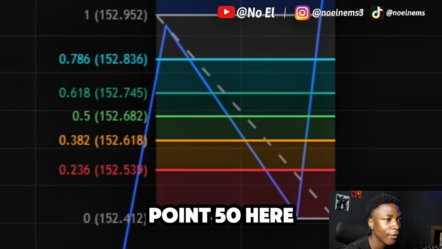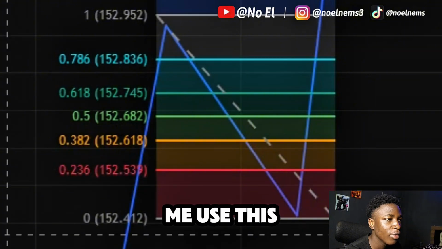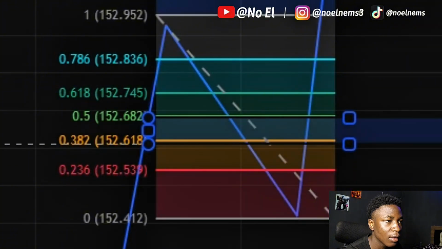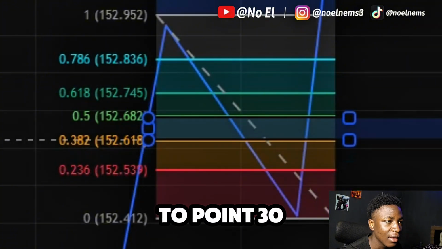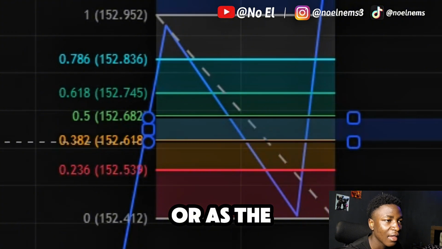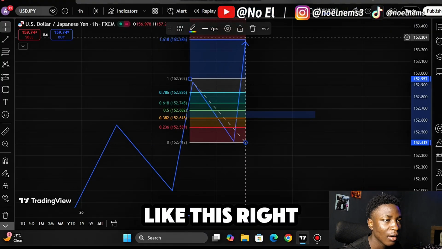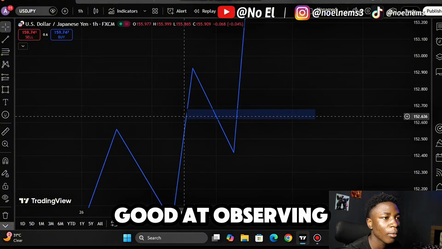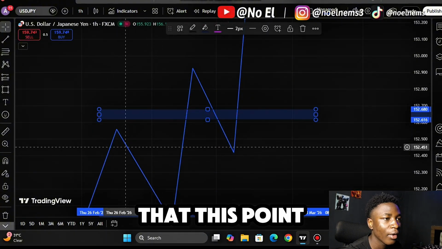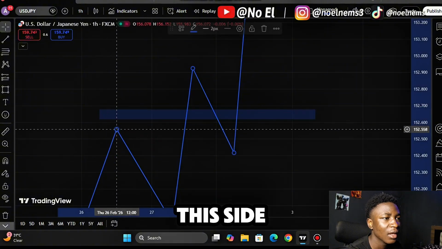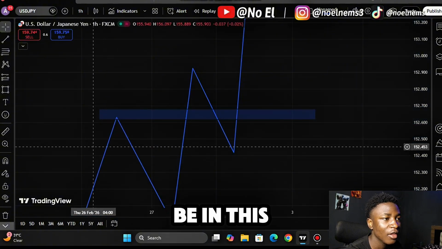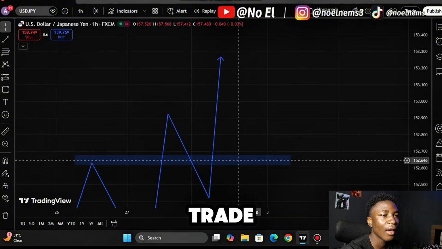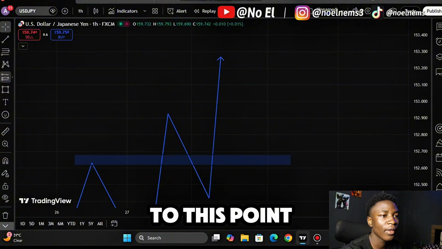As you can see, this is 0.50 here. Now let me use this rectangle and mark out 0.50 to 0.30 like that, or as the case might be, you mark it like this, right? At this point, if you're good at observing, you will discover that this point here matches with this side. In some cases it might even be in this zone. So what you're going to do now is look for your buy trade. You're going to wait for this to drop down to this point, then you take in your buy.